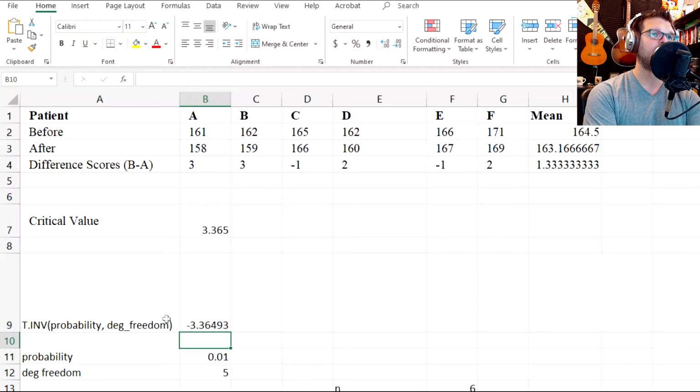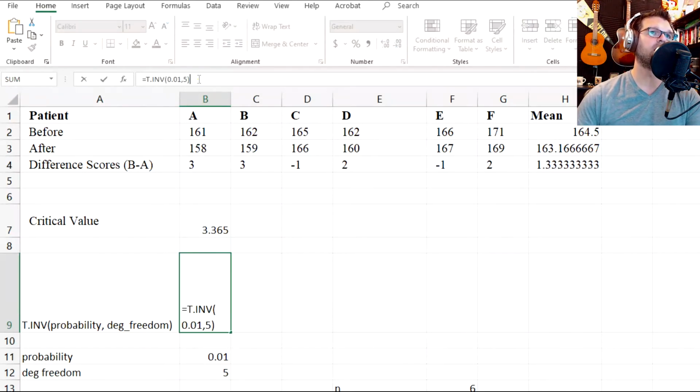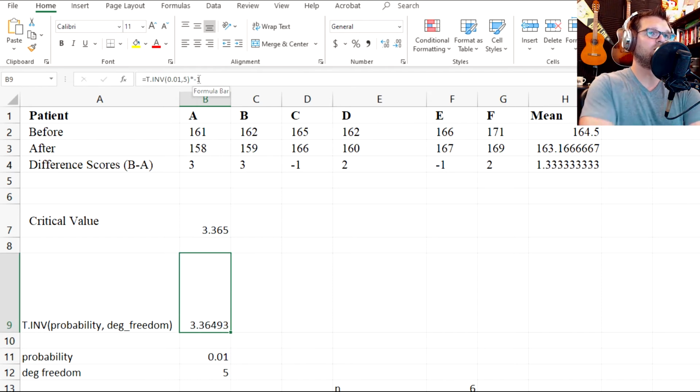The reason why is that by default it gives you the cumulative, which means that it's going to give you the negative. So if you want the actual critical value, you just have to multiply it by -1. And so this will give you the critical value of an upper tail test. So the previous one gave you a critical value of a lower tail test.